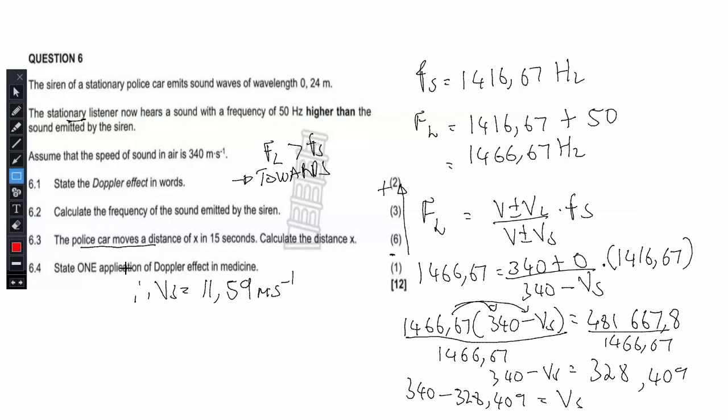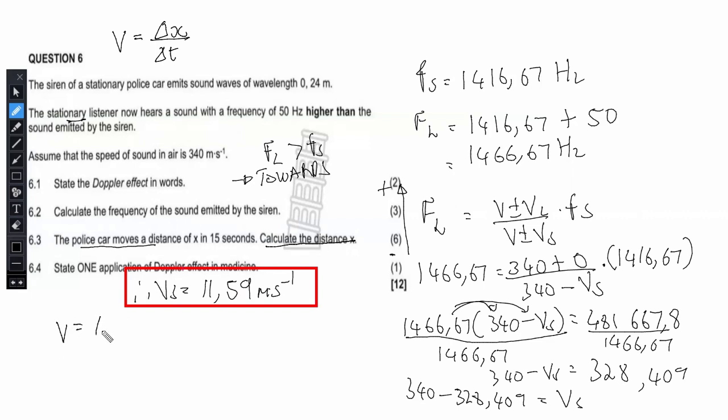So now we do have the velocity of the police car, but then we are told to calculate the distance. Now we do know that the velocity is simply the rate of change in position, right? So that means velocity is just simply delta x over time. So now we'll say v is equals to delta x over time. Our delta x representing the distance.